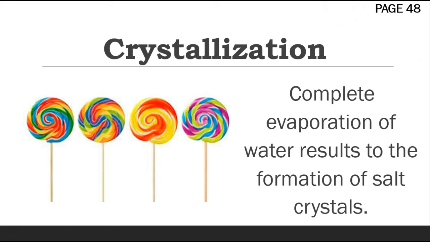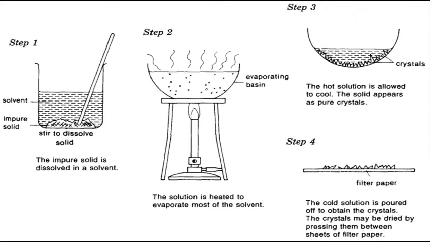But these salt substances are crystallized by means of crystallization. Complete evaporation of water results in the formation of salt crystals. Like this one, for example. You can pause the video and analyze how the most common evaporation and crystallization is made by means of separating the water and turning it into some of the crystals here as an example.